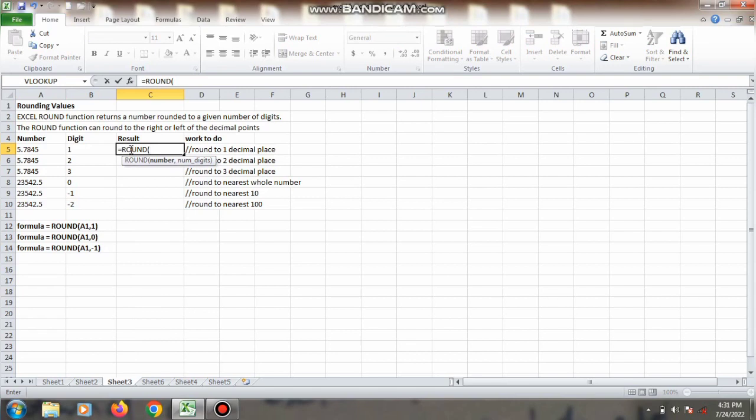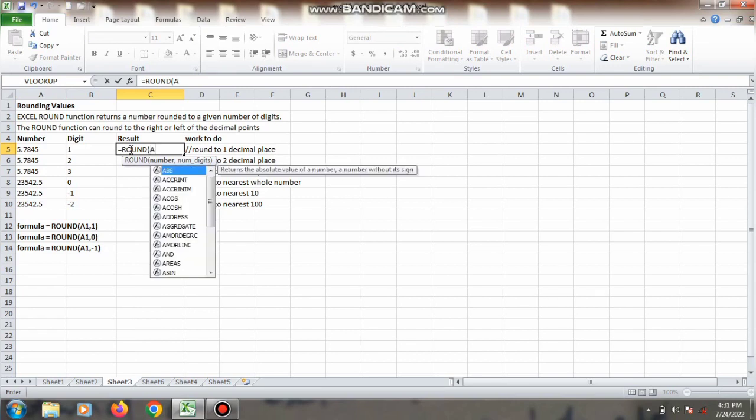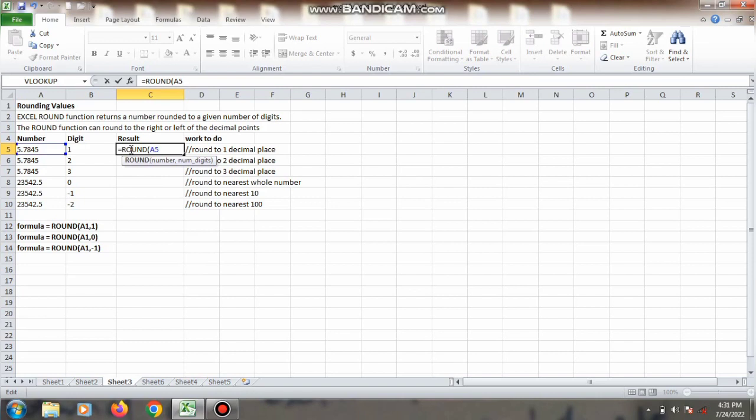Which cell are we rounding? We are rounding A5. Don't forget. Yes. So what? One decimal place. Initiate with your comma. Initiate with your comma sign, and you could see number of digits is what? 1. It will just ask you. Then you close the bracket and you enter. Does it give you the answer? Yes. 5.8.